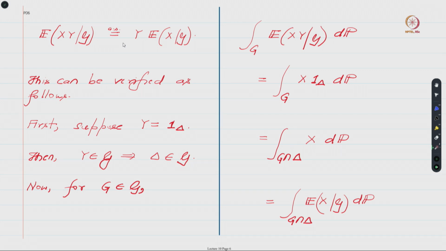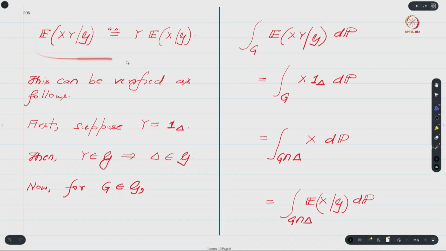Is this okay? So, let us verify this property. The standard way of verifying several of the results in measure theoretic probability is to follow the following recipe. Whatever is desired to be shown, you first show it for an indicator random variable, then you extend it to simple random variables, then you extend the proof to non-negative random variables, and finally you extend the idea to general random variables. So, let us follow this recipe.